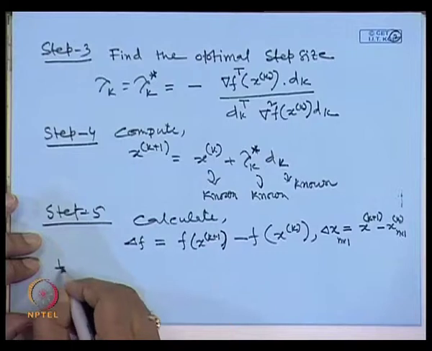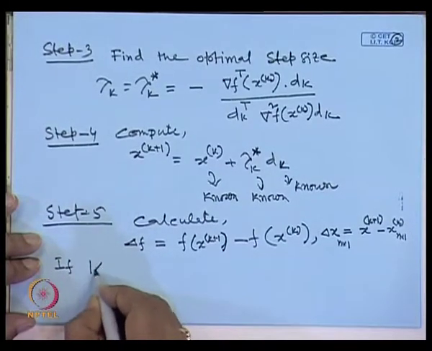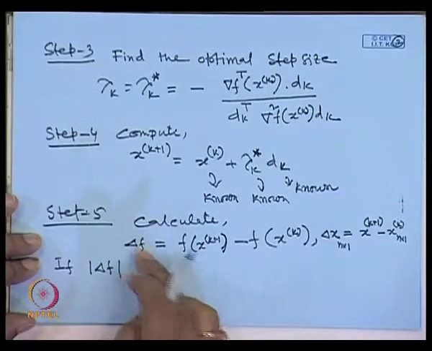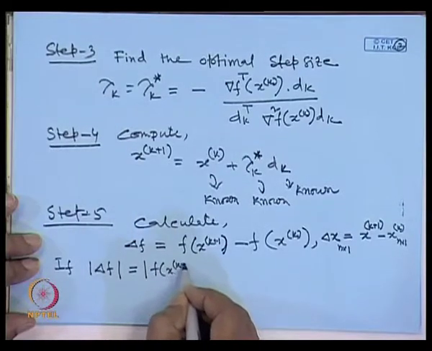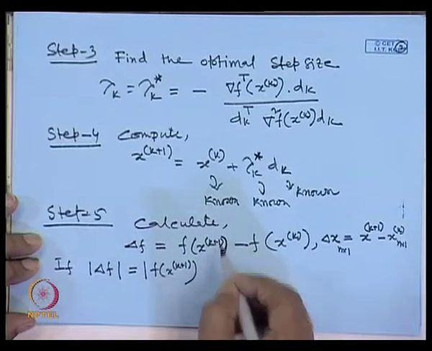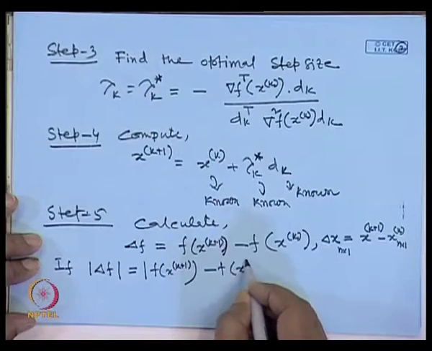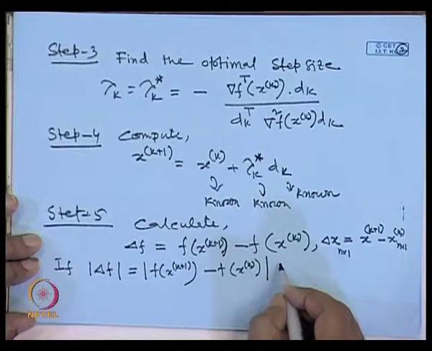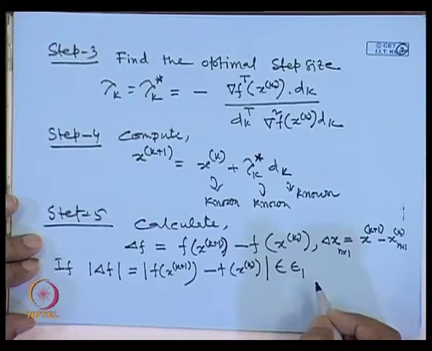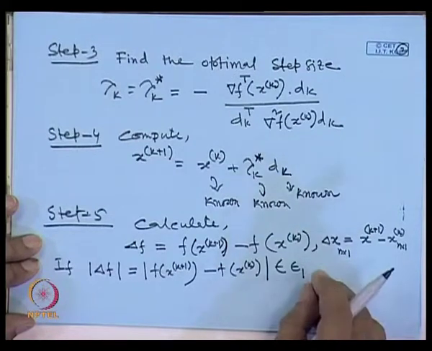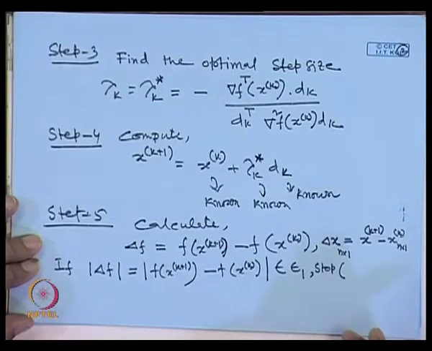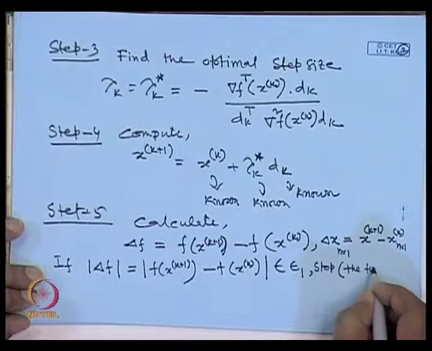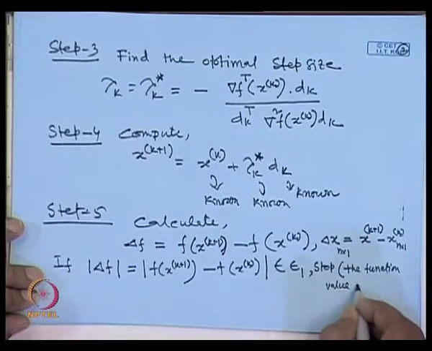So, we can stop if the absolute value of delta f, since it is a scalar quantity we are taking the absolute value of that, which is nothing but f of x superscript k plus 1 minus f of x superscript k, absolute value, is less than epsilon 1, which is a pre-assigned value, a positive quantity and very small. If it is less than this, stop. It indicates that the function value is not decreasing.